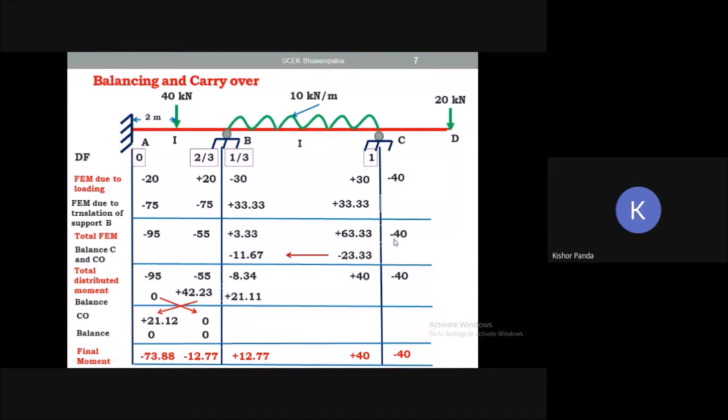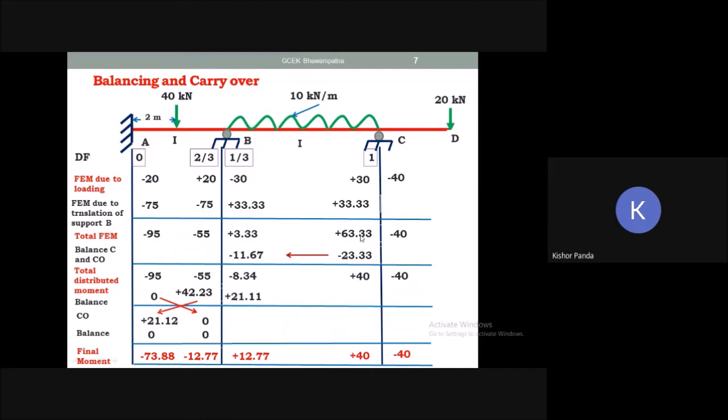Here you see this is minus 40 and this is plus 63.33. So first you go for the balance of support C, then carry over to the other end. What is the unbalanced moment at support C? Here this is 63.33 and this side the moment is minus 40. So 63.33 minus 40 is equal to plus 23.33. Plus 23.33 is the unbalanced moment at support C.